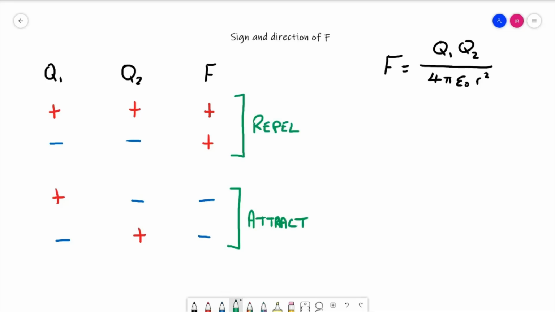Therefore, we can see that the sign of F, whether that be positive or negative, doesn't just tell us the direction that we're used to with vectors, but actually tells us whether the two charges are going to repel or are going to attract. If we get F as positive, we know that we've got a repulsive force. If we get F as negative, then we know we've got an attractive force.